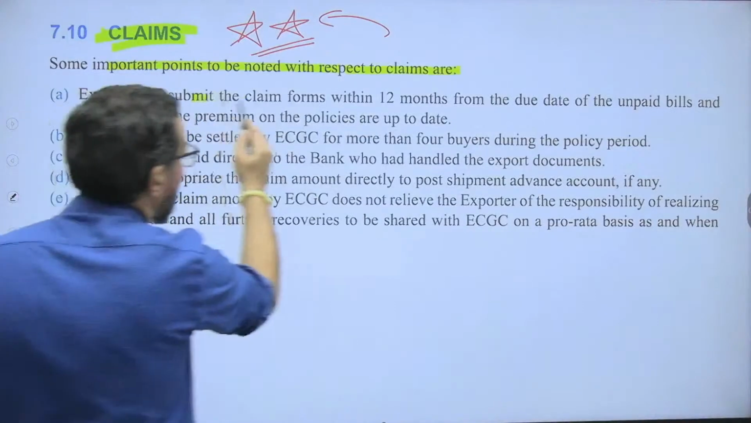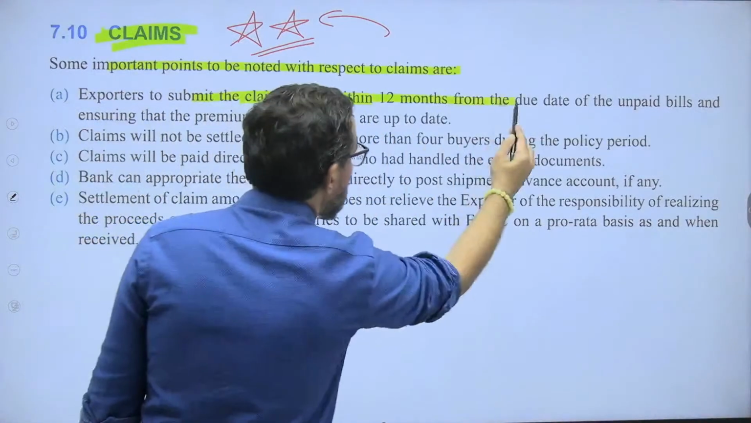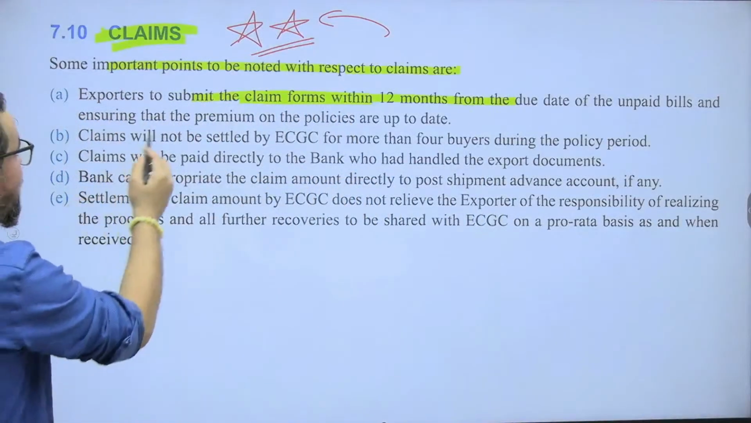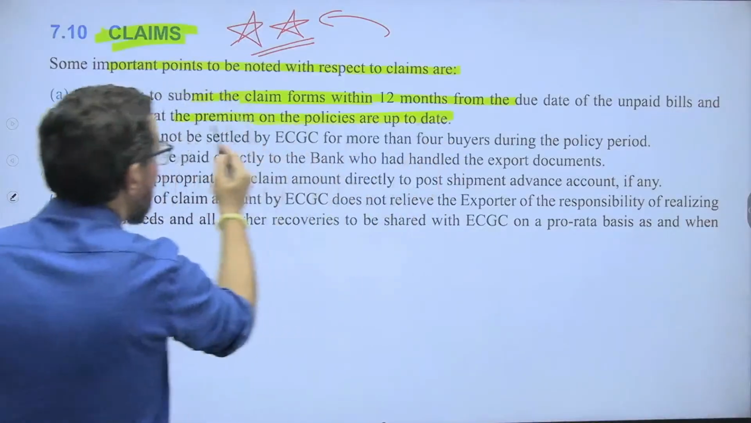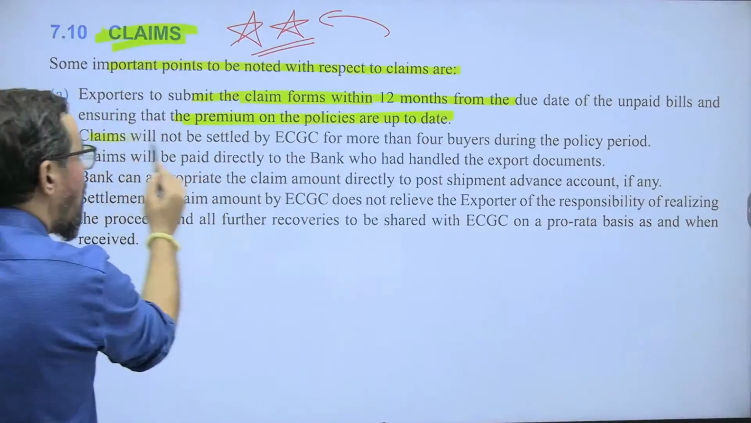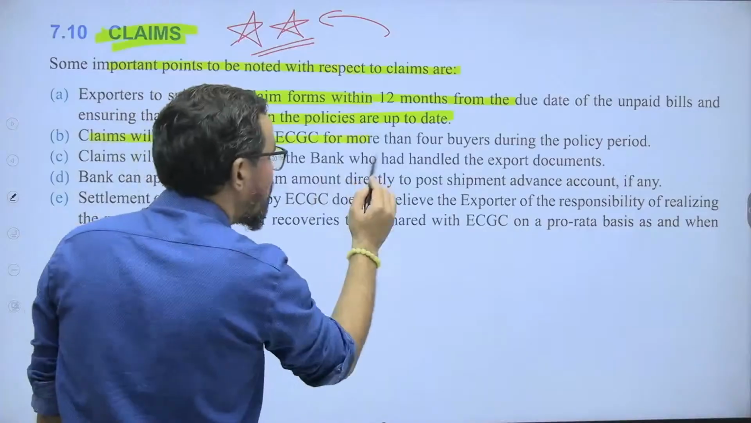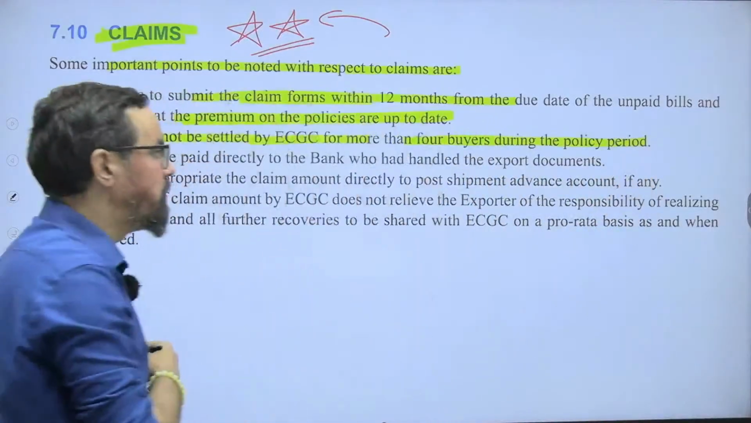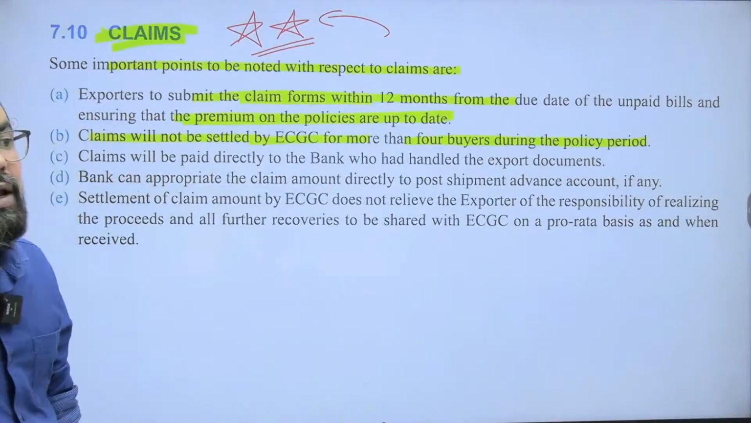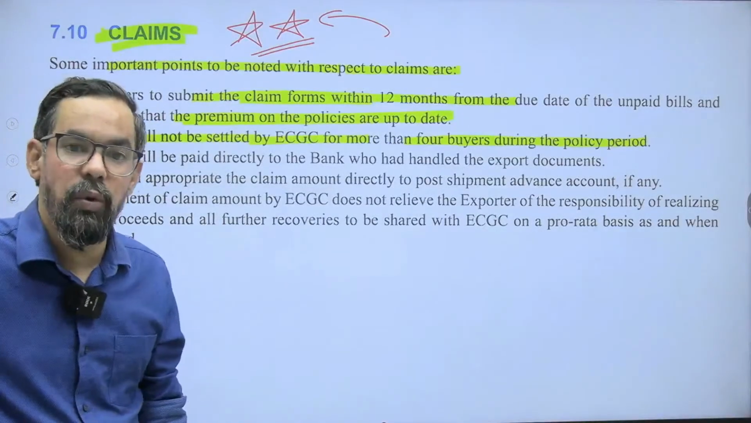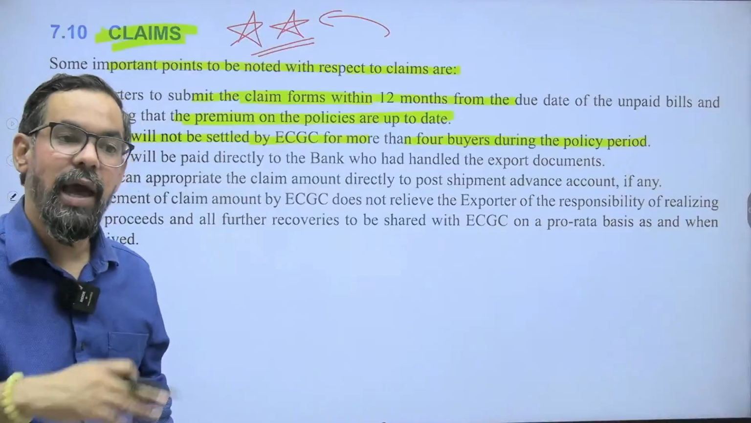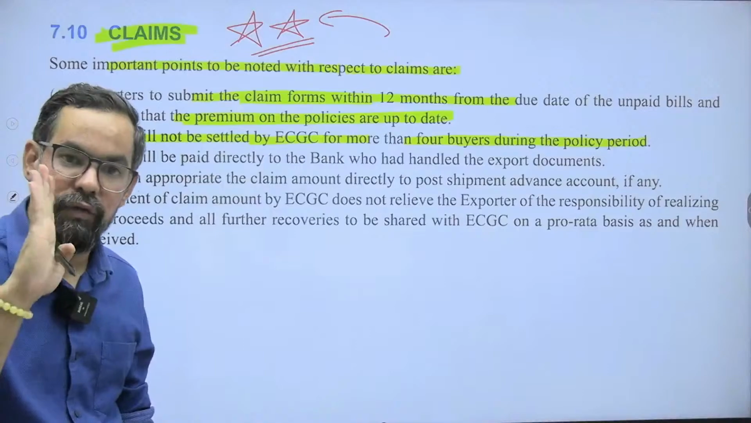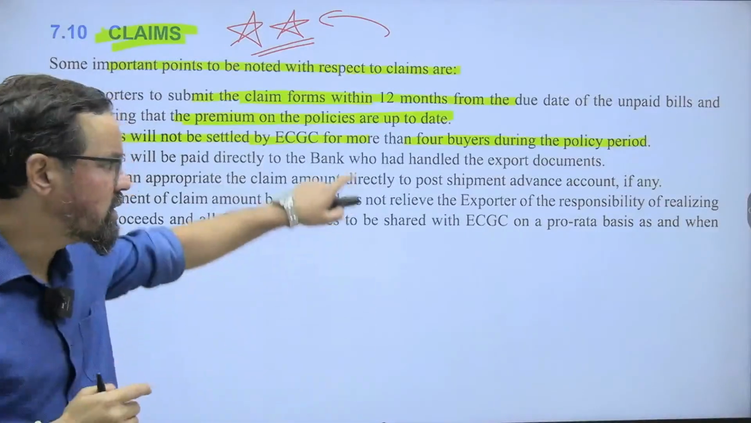The exporter must submit the claim form within 12 months from the due date of the unpaid bill, ensuring that premiums on policies are up to date. Claim will not be settled by ECGC for more than 4 buyers during the policy period and all. Let's say as an exporter, we have done exports to 5 different countries, and all 5 become defaulters. You will get a claim for only the first 4, okay, because there is some policy.